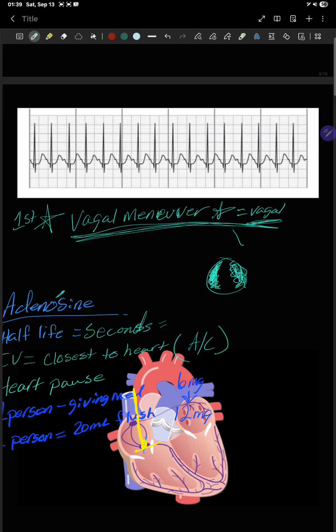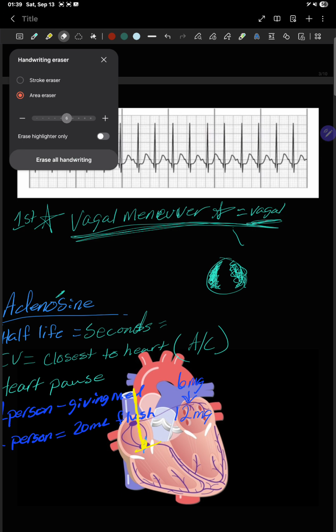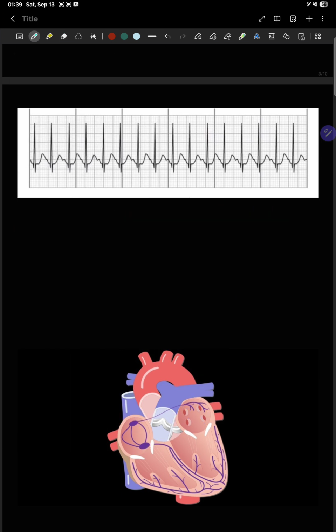Another thing we can do, just like we were talking about earlier, is a synchronized cardioversion. We can cardiovert them. We can shock them. Now this one doesn't take a lot of joules, which is the nice thing.